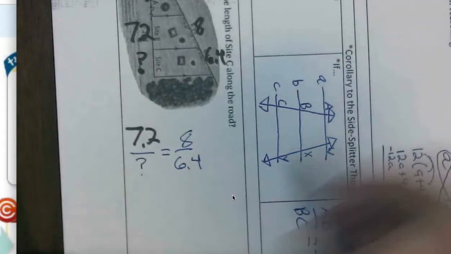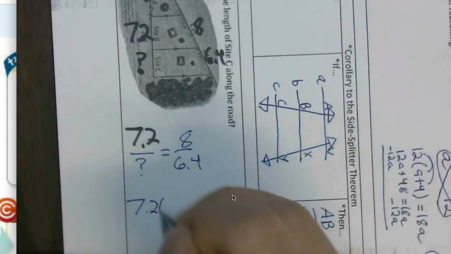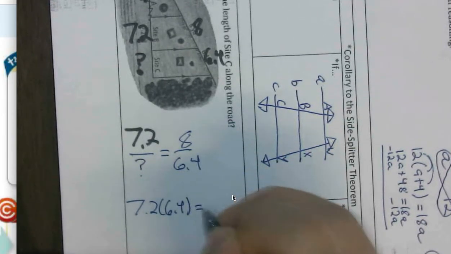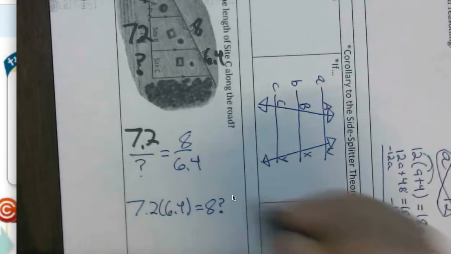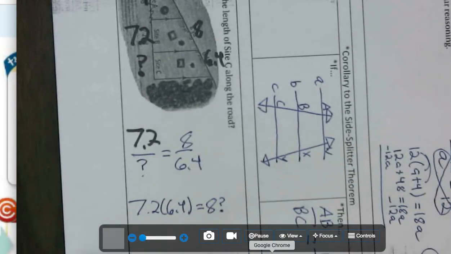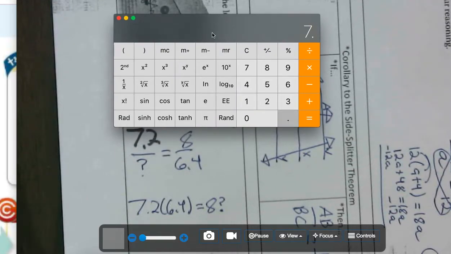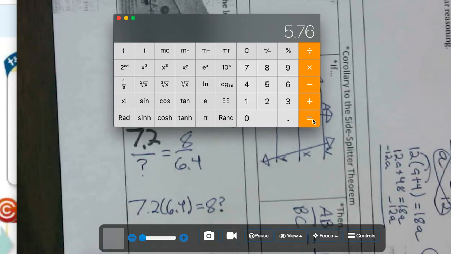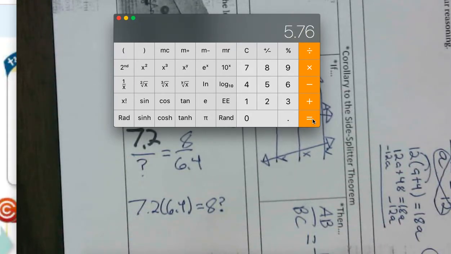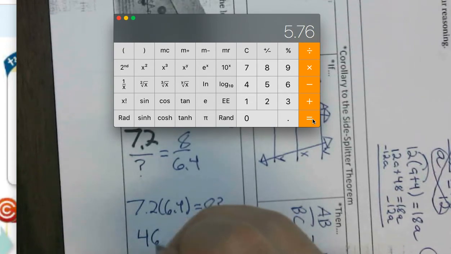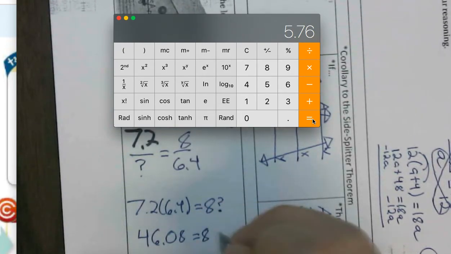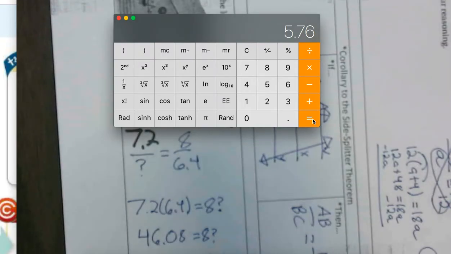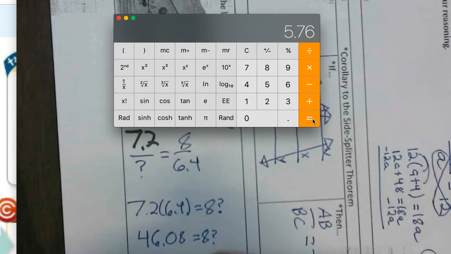All right, well, let's take this further. 7.2 would multiply with 6.4. This equals 8 times that question mark. I can use a calculator because I'm not afraid of getting my arithmetic correct. So let's take 7.2 times 6.4, 46.08. And if we divide by 8, we see that the length of site C should be 5.76 yards.